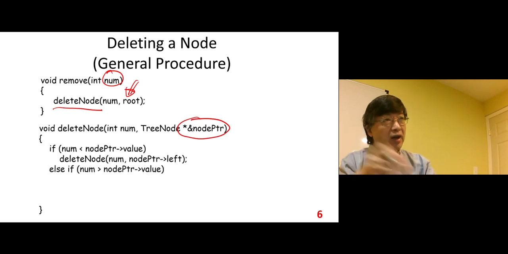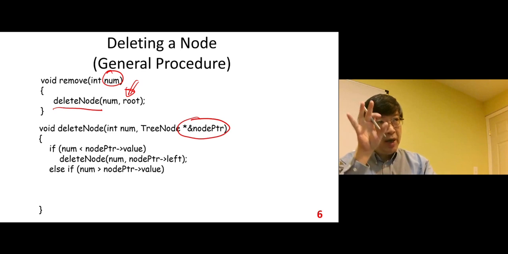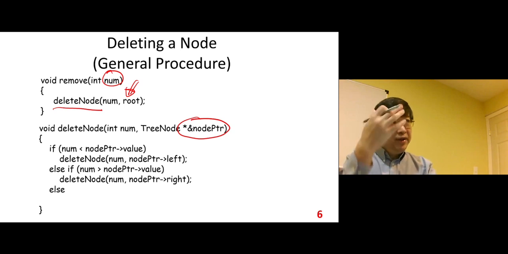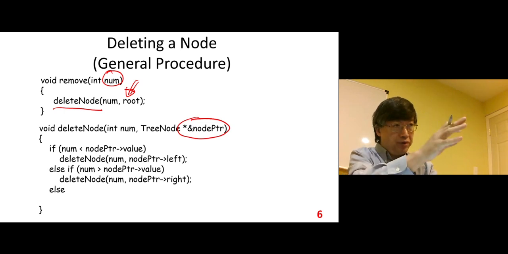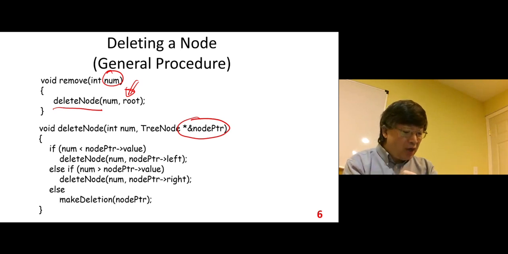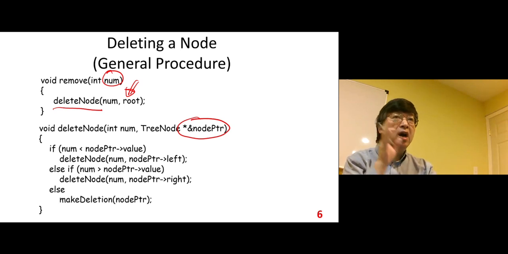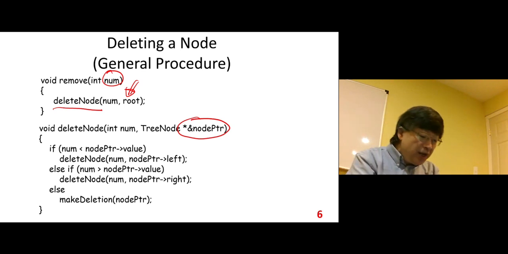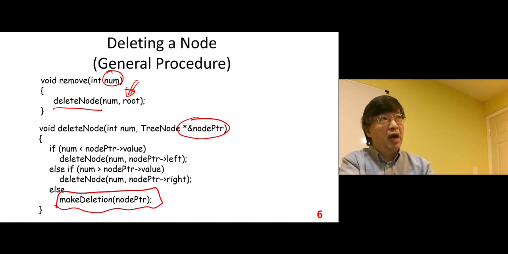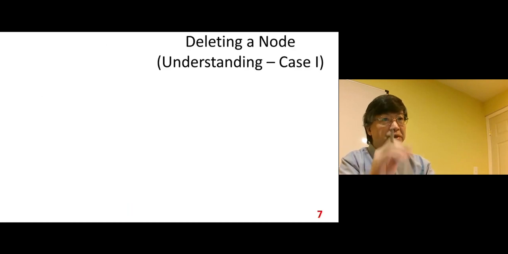Else if greater than, we go to the right subtree and do recursion. Okay? All right, so finally, not left, not right, the given key equals the value of the current node. We just make the deletion operation in the current node. But we need to write another function. How to write this function? That's the key step. So in the next slide, I show you how to write that deletion function.